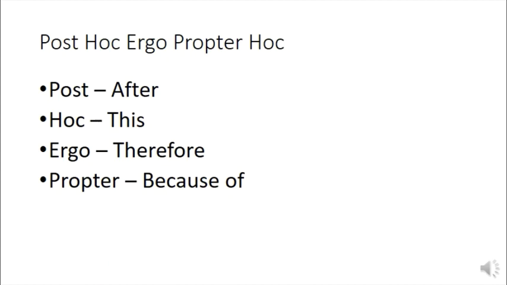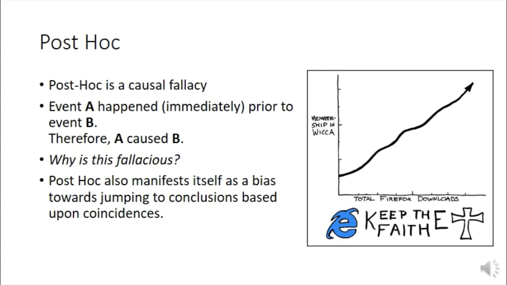Finally, let's talk about post hoc ergo propter hoc, which is our causal fallacy. So for those of you who don't know, this means after this, therefore because of this. After the thing, therefore because of the thing. And this is a causal fallacy, a fallacy of cause and effect, whereas our other fallacies that we learned this lecture were statistical fallacies. This one has to do with cause and effect. And what it says is, if event A happens immediately before event B, event A caused event B. But actually this is not the case.